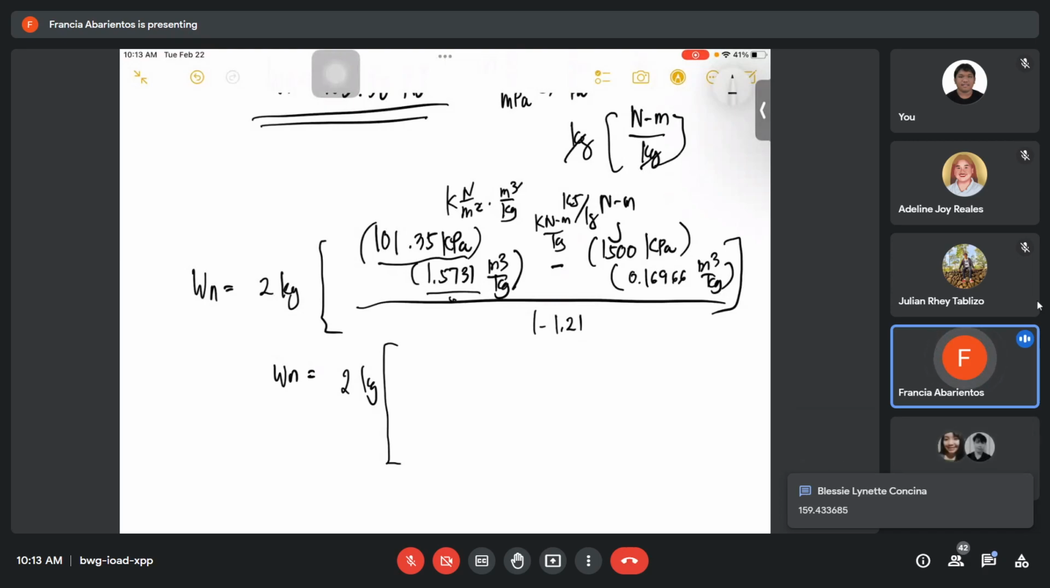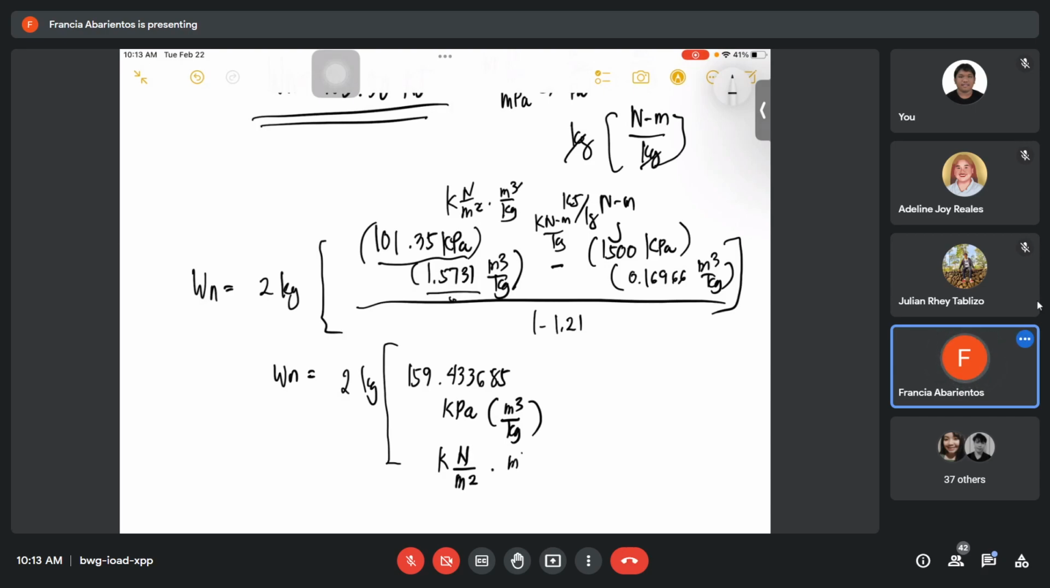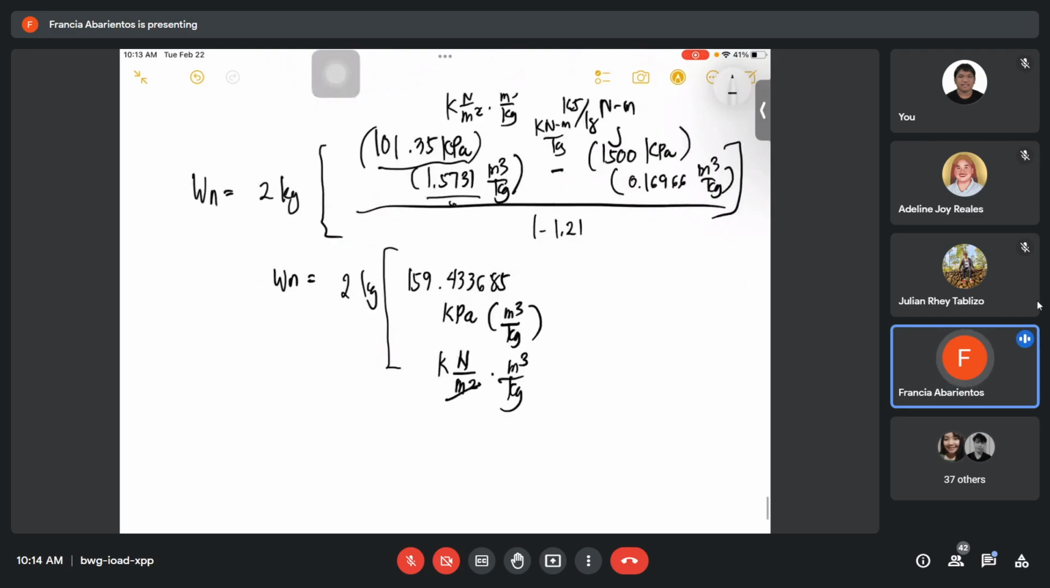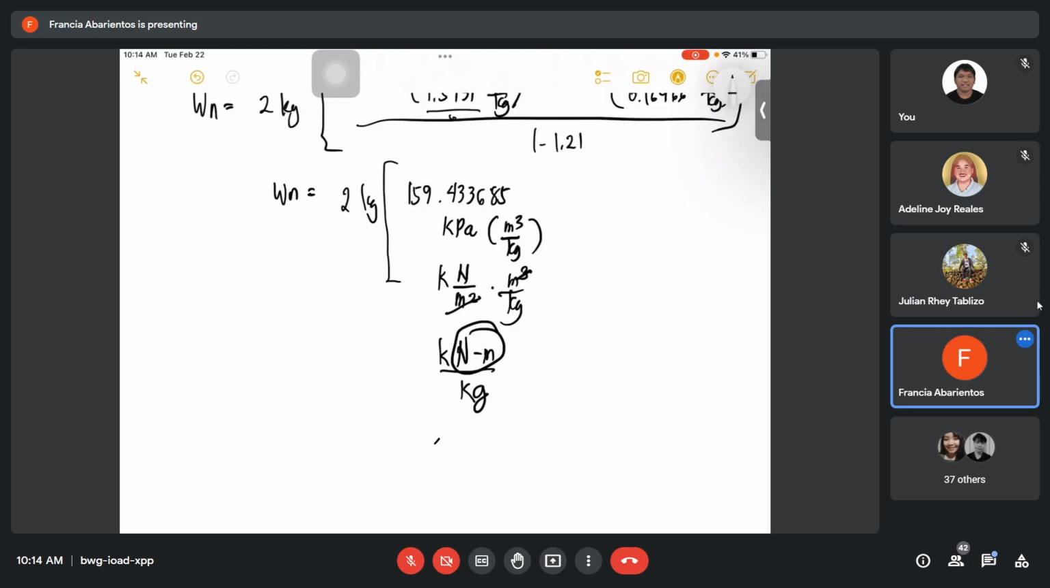Yan. Shift store nyo muna. Pakita ko lang, ha. 731, 433, 685. So, yung kilopascal mo times cubic meter per kilogram, ang kilopascal mo is kilonewton per meter squared times cubic meter per kilogram. Maka-cancel yung meter mo. Matitira is kilonewton meter per kilogram. But take note, 1 newton meter is just equal to 1 joule. So, magiging 1 kilojoule per kilogram, yes.